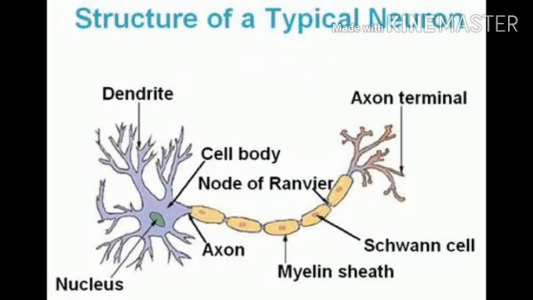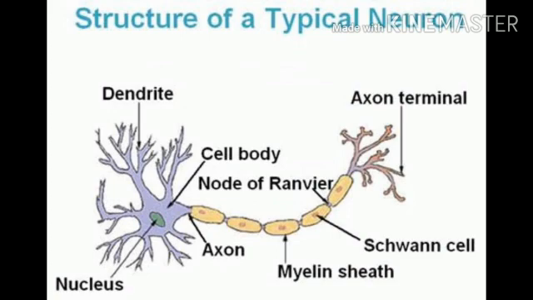Now look at the structure of a cyton in the diagram. The cyton ends in the dendrites. And what are dendrites? They are numerous branched cytoplasmic processes that project from the surface of the cell body. They conduct impulses towards the cyton. The branched projections increase the surface area for receiving signals from other nerve cells.